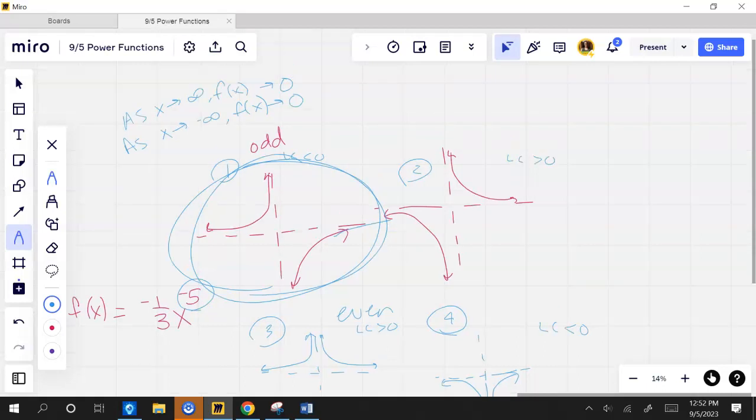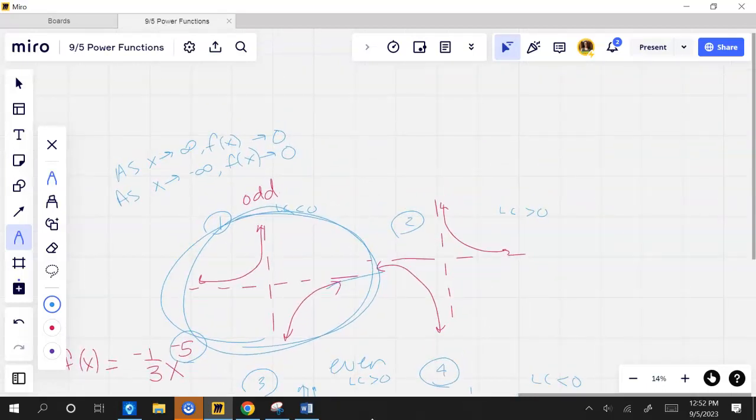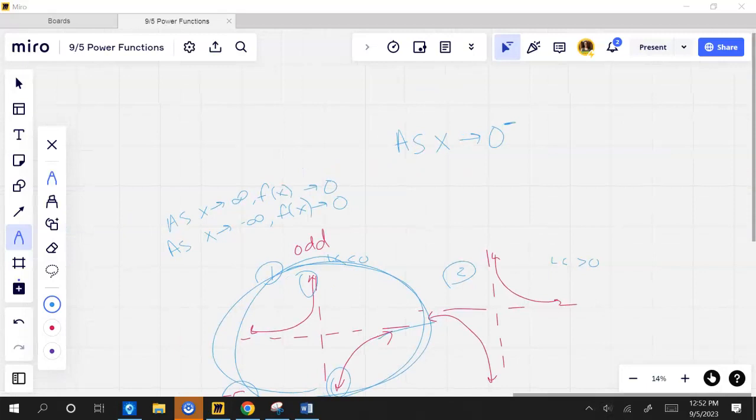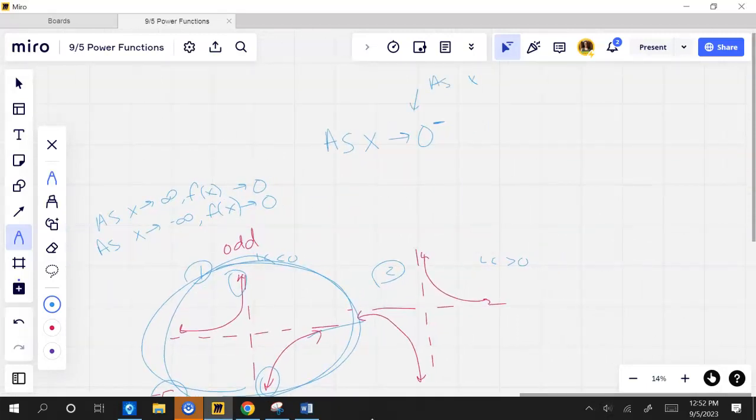And this is brand new, so pay attention. Because really I've got these ends here that I need to talk about, right? So here's what I say. I say as x approaches zero, and then I do a little minus sign. What this tells me is, as x approaches 0 from the left. In other words, as x approaches 0 from the negative side of 0. So as I come in this way and I get closer and closer to zero, what is my function doing? What's it approaching? Infinity. That's exactly right.